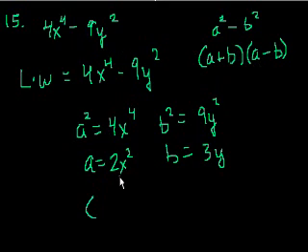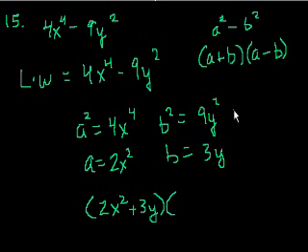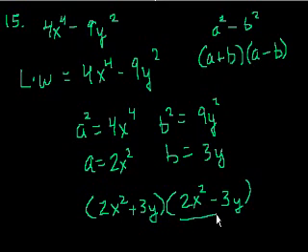So this expression can be factored into a plus b times a minus b. a plus b is 2x squared plus 3y, times a minus b, 2x squared minus 3y. Which choice is that? Choice A says 2x squared minus 3y times 2x squared plus 3y, which is the same thing. You can switch orders when you're multiplying. So the answer is A.